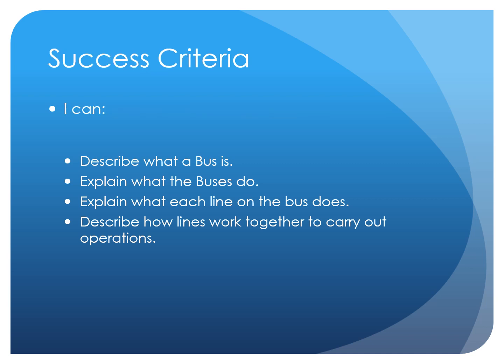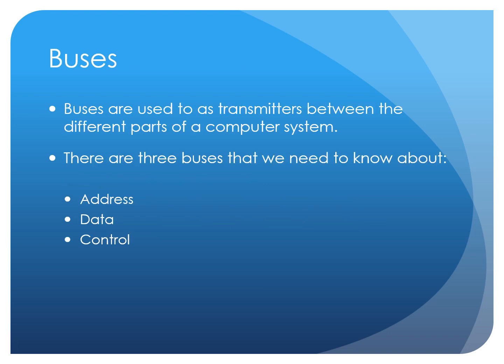Again, we have a series of success criteria which should be referred to on a regular basis as you go through the lesson. In this case, I can describe what a bus is, I can explain what the buses do, I can explain what each line on the bus does, and I can describe how those lines work together to carry out an operation. So let's start off by explaining what a bus is.